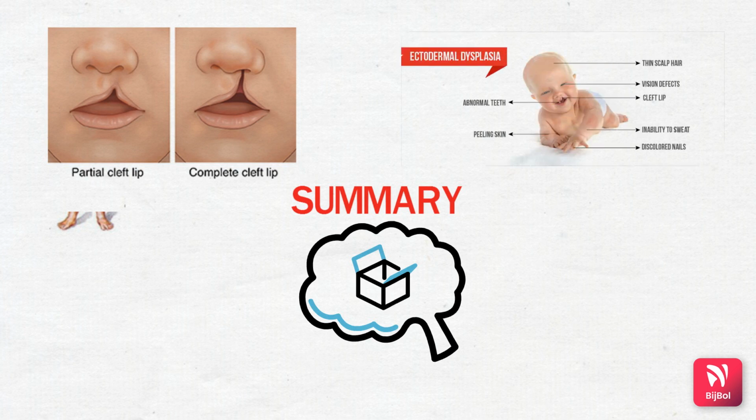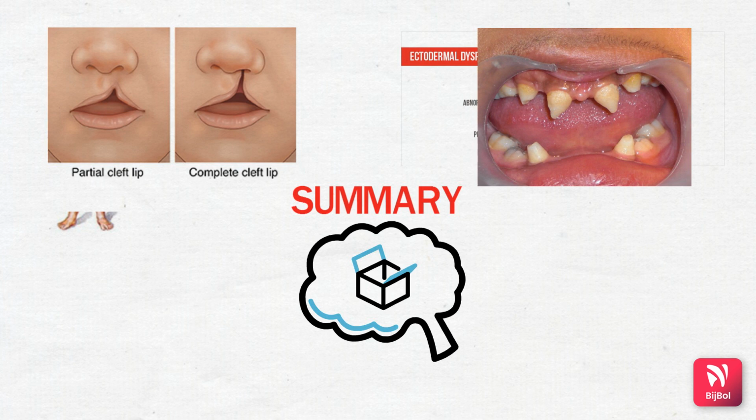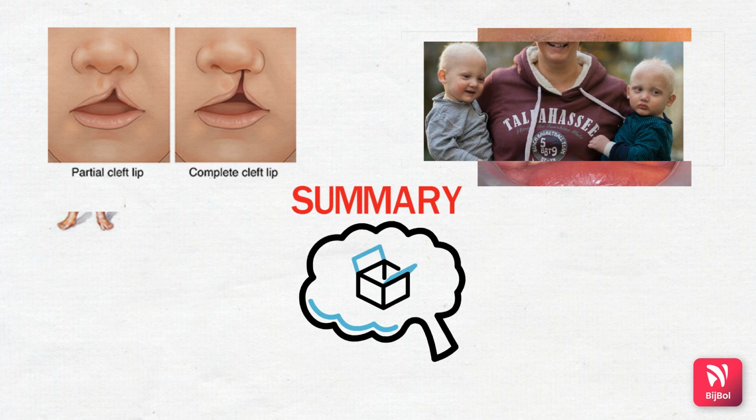Next we dealt with ectodermal dysplasia: thin scalp hair which is blonde and sparse, vision defects, cleft lip, inability to sweat, that is heat intolerance, and presence of conical teeth and absence of multiple teeth is one of the oral diagnostic features. Siblings will appear as if they belong to the same family, but they are not.